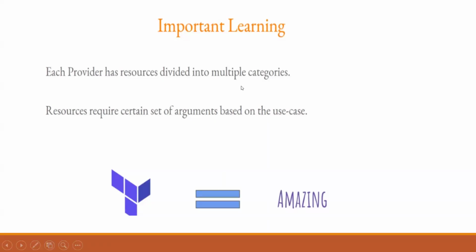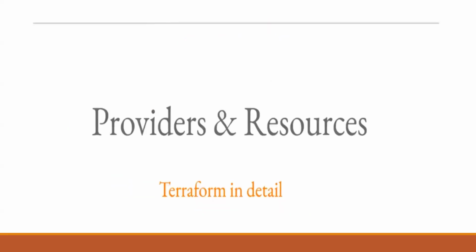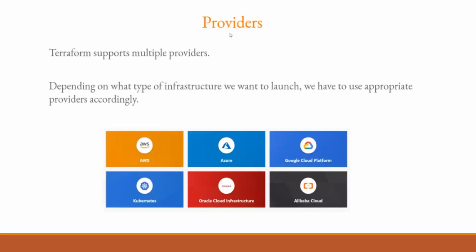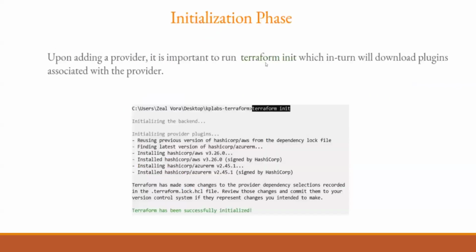Important learning: each provider has resources divided into multiple categories, for example aws_instance and aws_s3. Resources require a certain set of arguments based on the use cases. They are called resources in Terraform and services in AWS. Terraform supports multiple providers depending upon what type of infrastructure we want to launch, so we have to use the appropriate providers accordingly.